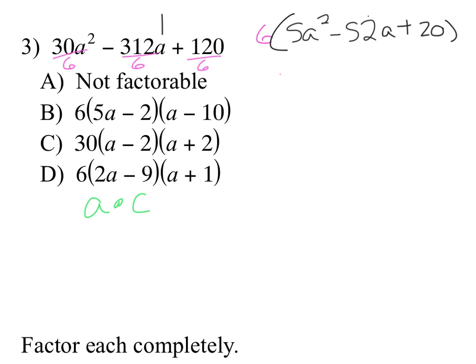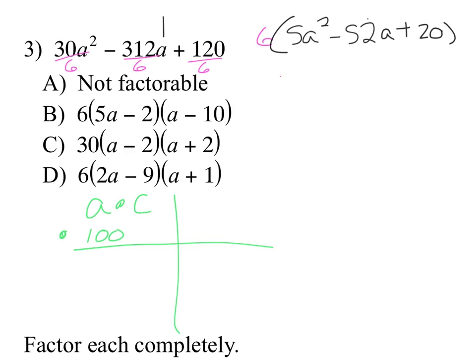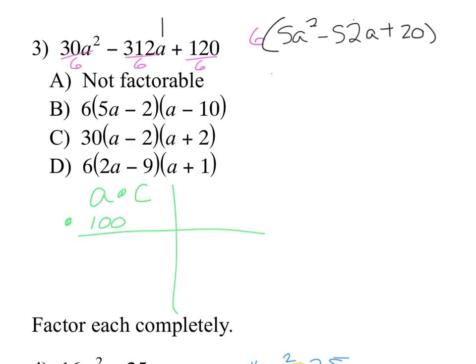5A squared is A and 20 is C. Right. So A times C is obviously 100. This is the one where you need to set yourself up a chart where you figure out what you can multiply to get AC. So what can you multiply to get 100 that you can add to get B? And in this case, B is negative 52.